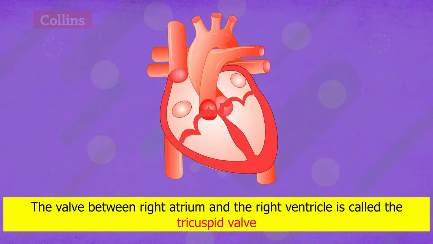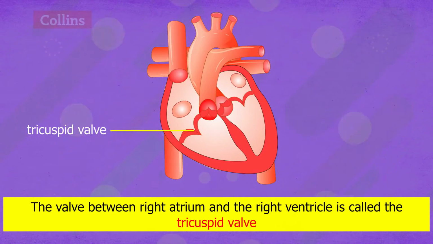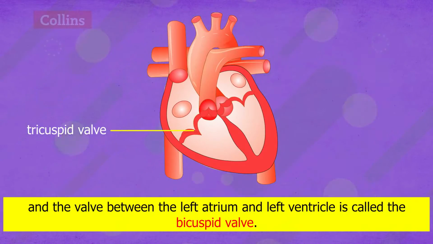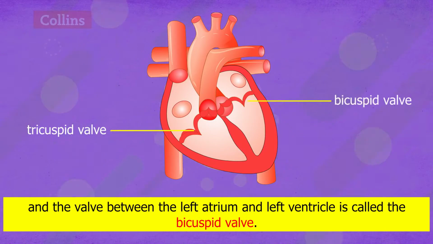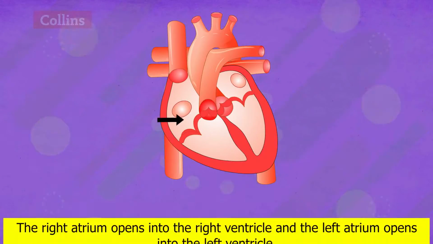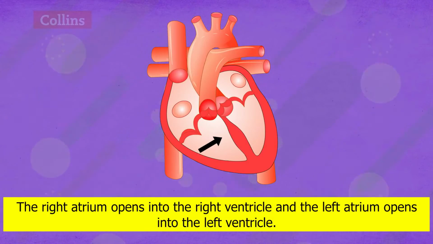The valve between the right atrium and the right ventricle is called the tricuspid valve, and the valve between the left atrium and left ventricle is called the bicuspid valve. The right atrium opens into the right ventricle, and the left atrium opens into the left ventricle.